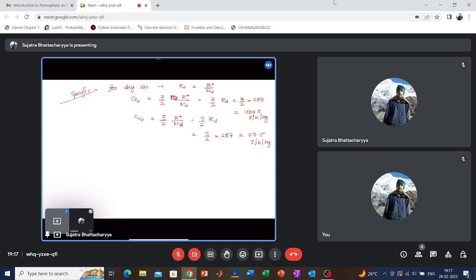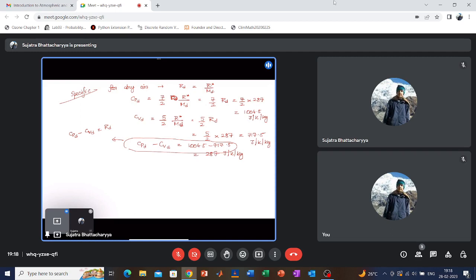Now, if I do CPD minus CVD, that is for 1 kg of gas, how much does it come to? It is 1004.5 minus 717.5, you get 287, which it should be, because 7 by 2 minus 5 by 2 is 1 RD. So that is joules per Kelvin per kg. So this thing is valid here also for specific terms, that CPD minus CVD will be equal to RD.